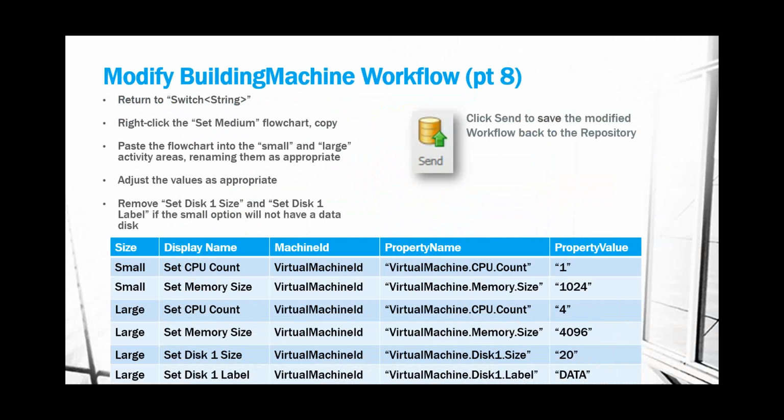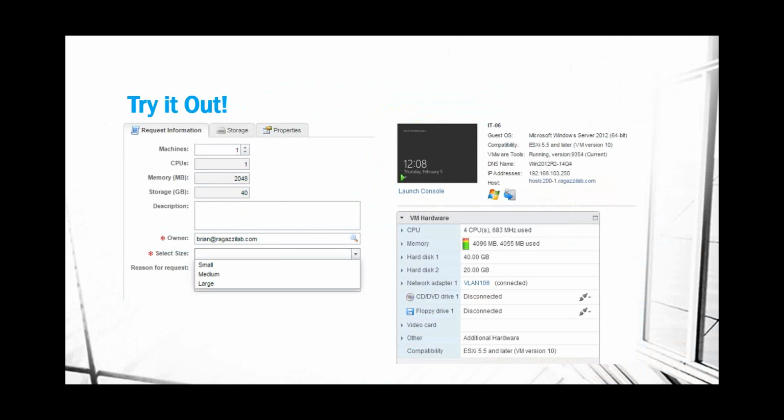So now that we've made these changes, we're in our vCAC Designer. We'll click Send, and this will save the newest version of the building machine workflow back into the repository. And then we're ready to try it out. So we're going to attempt to provision from one of our blueprints that we added the size selected build profile to.